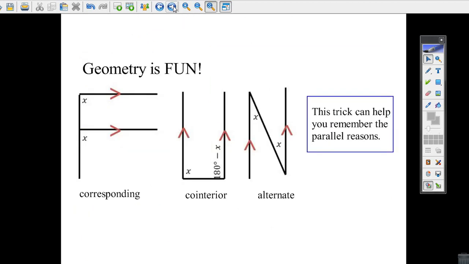And there's a way of remembering these things. If you can remember that geometry is fun, that might be hard for some people to remember, but I think it is fun. You see where these two x's are? They're in the same position. They're corresponding. If you make a U, look at these parallel lines. Those angles on the inside add up to 180. They're co-interior. And if you can make an N like this, two parallel lines, and then you cut across on either side there, that's alternate angles.